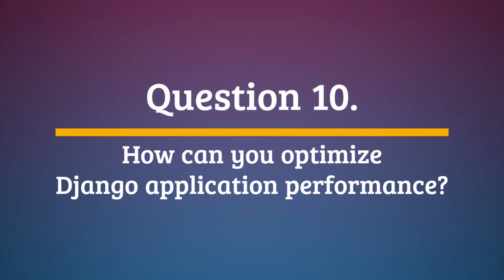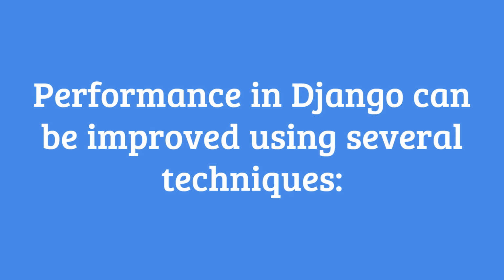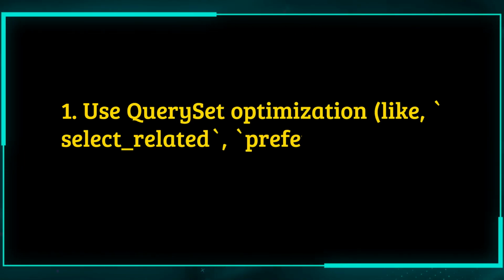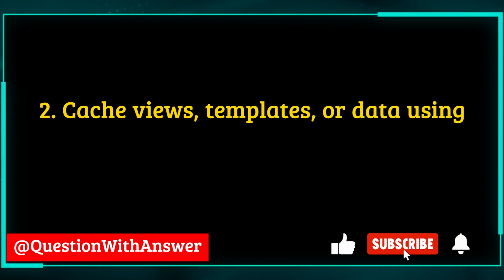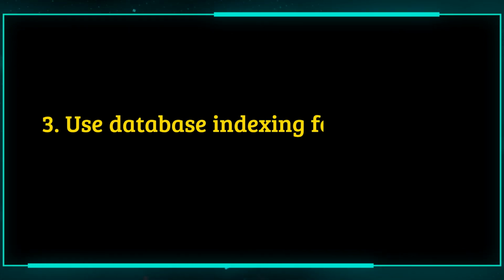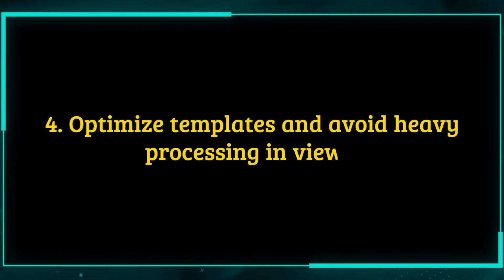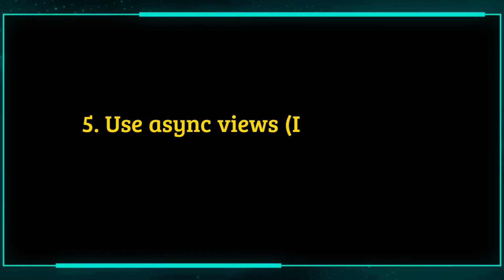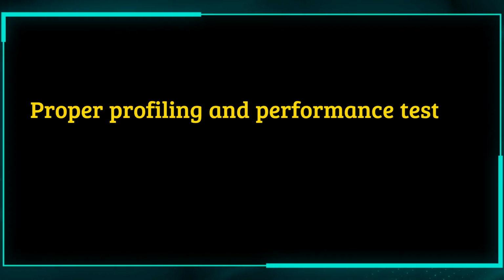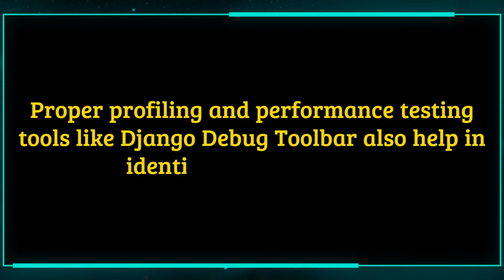Question 10. How can you optimize Django application performance? Answer. Performance in Django can be improved using several techniques. 1. Use QuerySet optimization, like select_related and prefetch_related, to reduce DB hits. 2. Cache views, templates, or data using Django's caching framework, like Memcached or Redis. 3. Use database indexing for frequently queried fields. 4. Optimize templates and avoid heavy processing in views. 5. Use async views, Django 3.1+, for IO-bound tasks. Proper profiling and performance testing tools like Django Debug Toolbar also help in identifying bottlenecks.